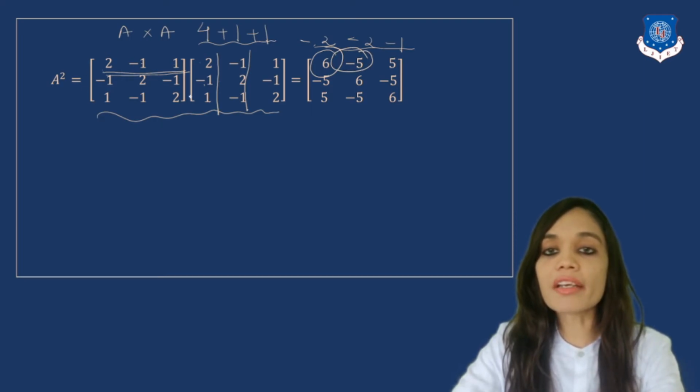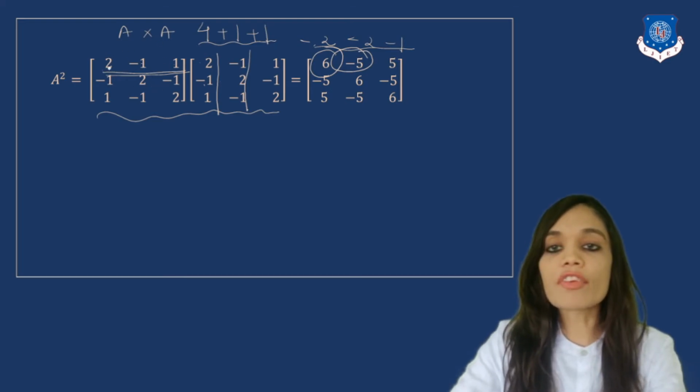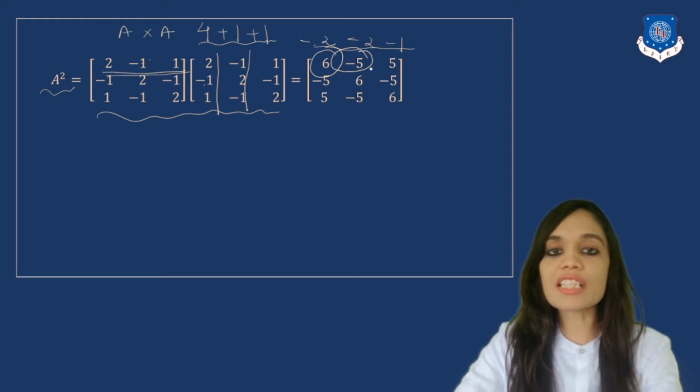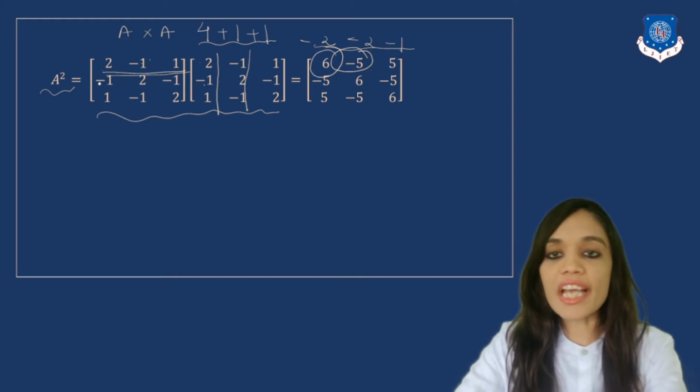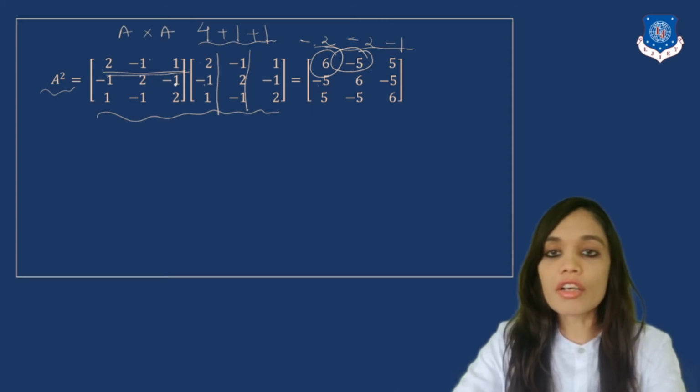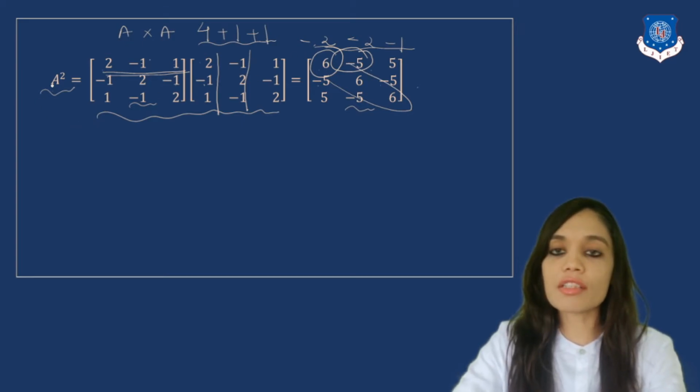Now look at our matrix A. This is a symmetric matrix, right? Which has the numbers 2 and 1. So A square will have 6 and 5. Just put the sign accordingly, right? Here it is minus, so you have to put minus. Here also it is minus, so you have to write minus 5. And lastly here you have minus, so you have to write minus 5. And in the diagonal we have 6, right? So this will be the answer of A square.